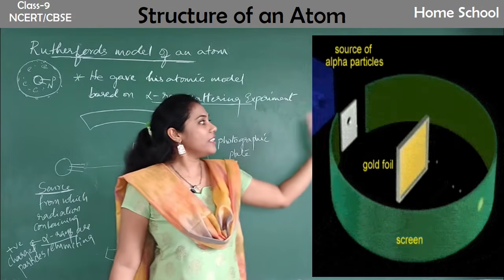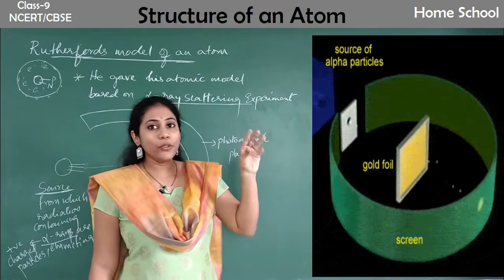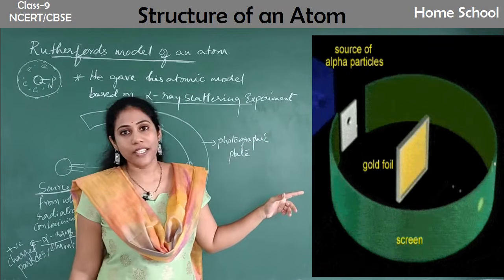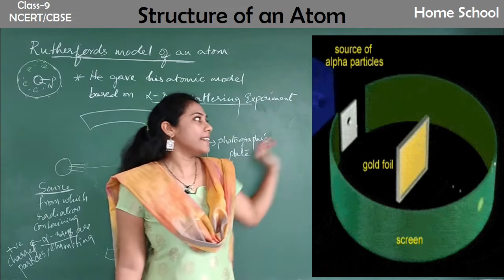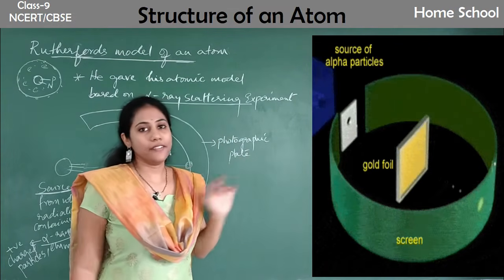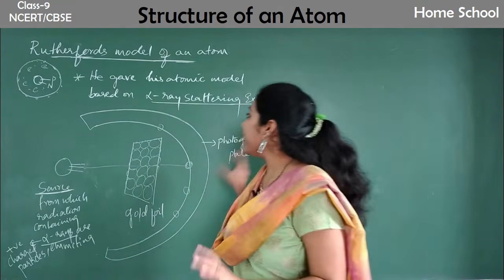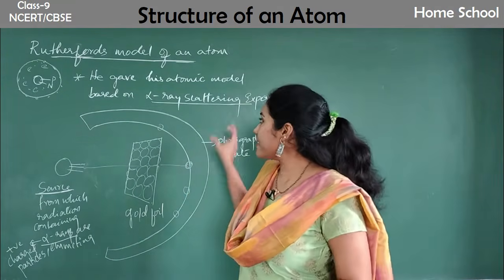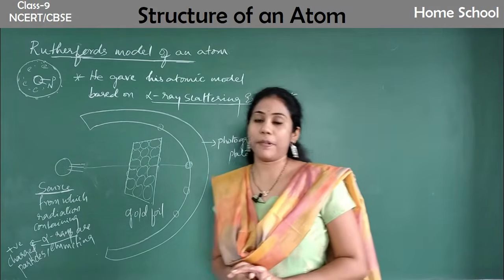You see, wherever the radiations are touching the photographic plate, there you can observe a glow, isn't it? So very nicely you can come to know by seeing the picture. Fine. So this is the experiment he conducted, right? This experiment is called the alpha ray scattering experiment.